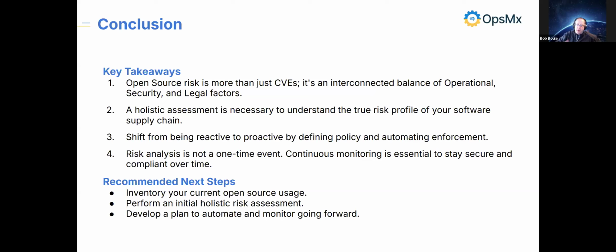And then obviously, some of what I'm going to show you during the demo is some of the next steps we would suggest: inventorying your current open source usage, performing the initial holistic risk assessment, and then developing a plan to automate and monitor going forward, so that you can provide your developers with guidelines and guardrails. And then have a way to visualize an up-to-date risk assessment of every open source project that you're using.